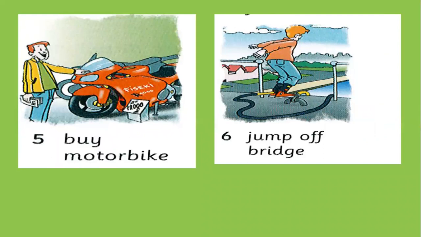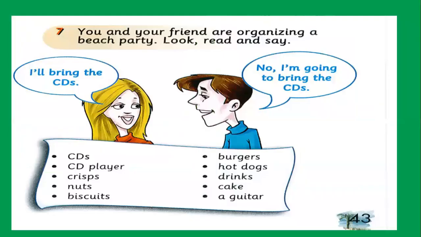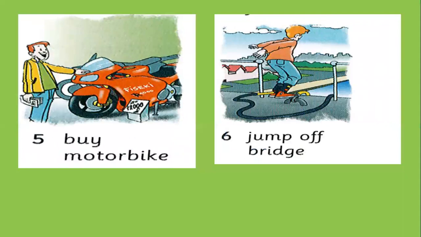Let's look at number 5. This is a motorbike, and he likes it, and he is so happy. He has got the money in his hands, and this is the price. So he is going to buy a motorbike. And the last one, jump off the bridge. As we see here, the rope is tied to his feet, and he is ready to jump. We say he is going to jump off the bridge. So number 5, he is going to buy a motorbike, and the next one, he is going to jump off the bridge.